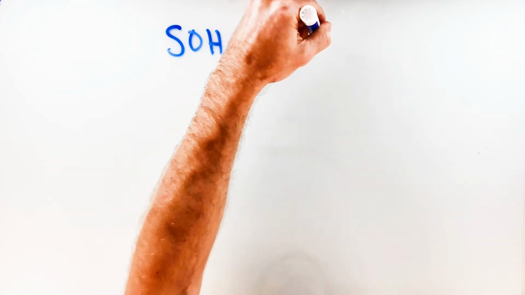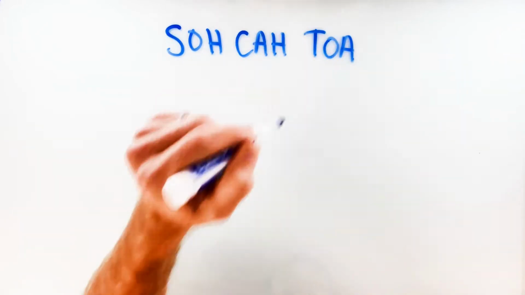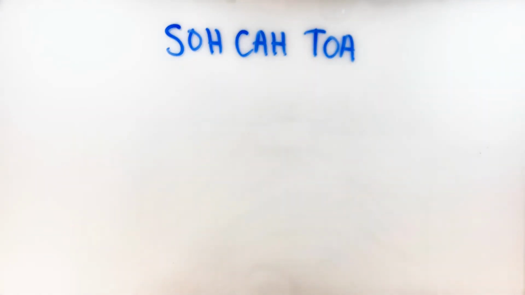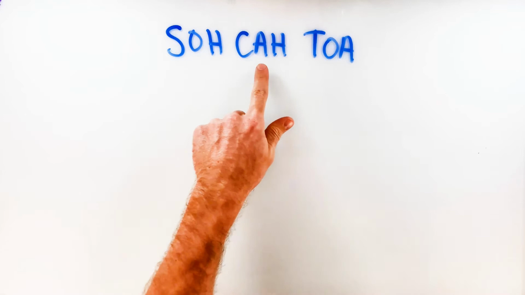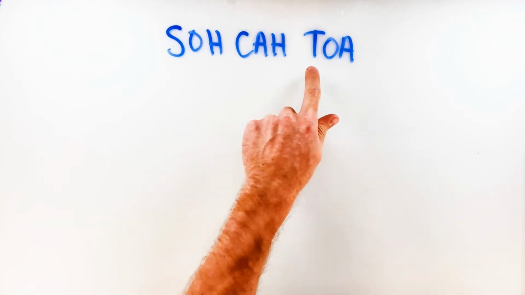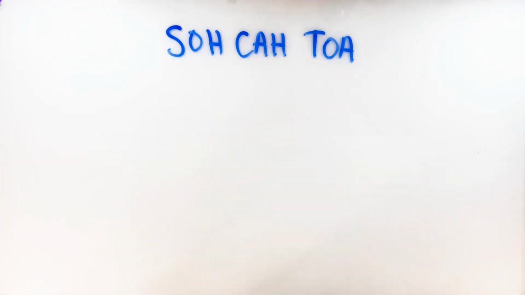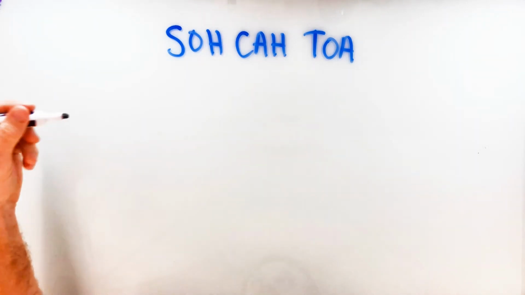Now, if you are familiar with sine, cosine, and tangent, you've likely used or at least heard of the mnemonic SOHCAHTOA. This mnemonic helps us remember the ratios for each trig function. Sine is opposite over hypotenuse, cosine is adjacent over hypotenuse, and tangent is opposite leg over adjacent leg. All right, so let's solve some right triangles.